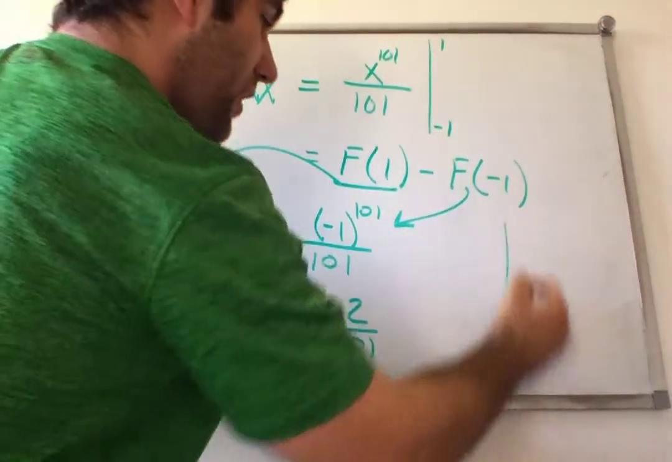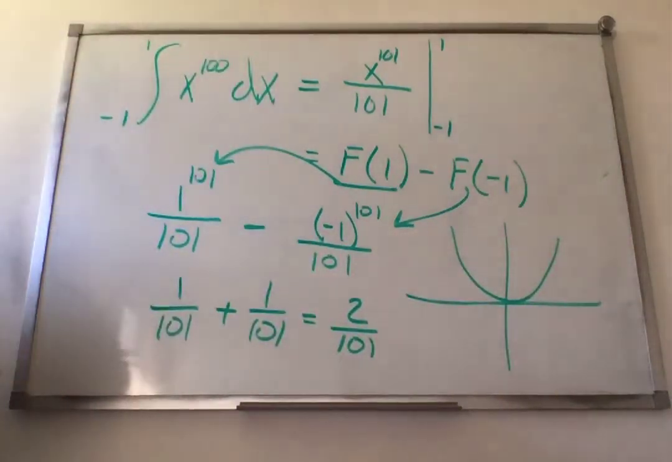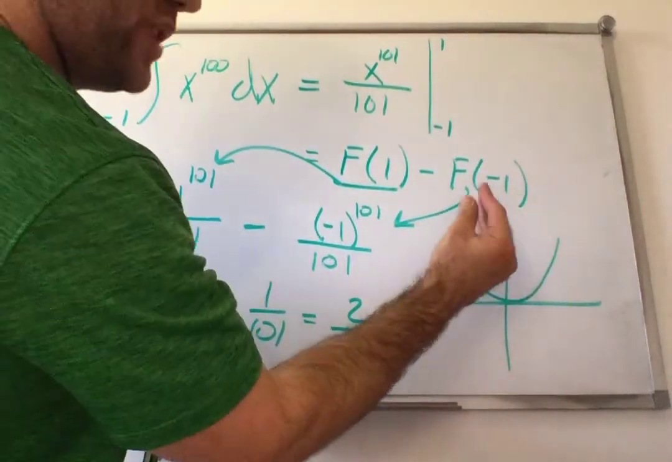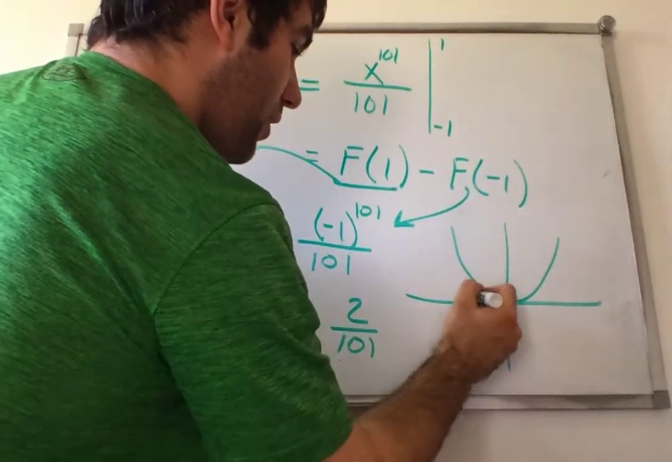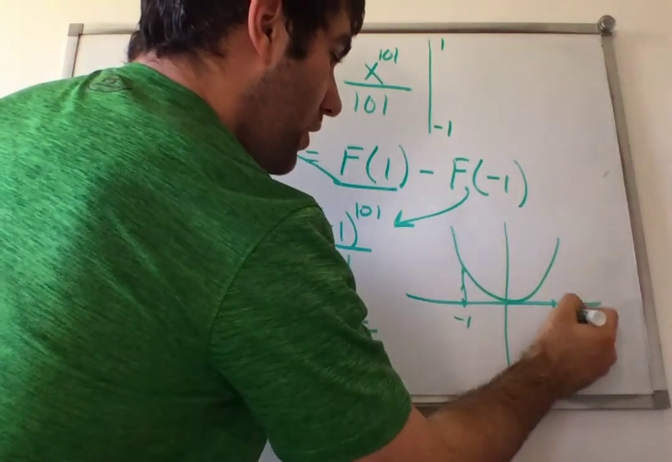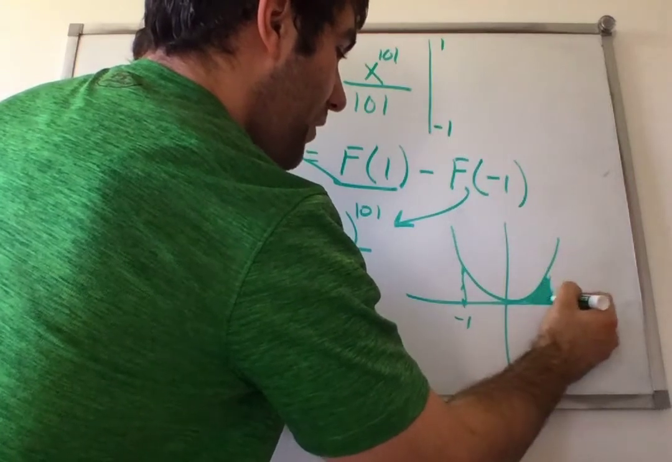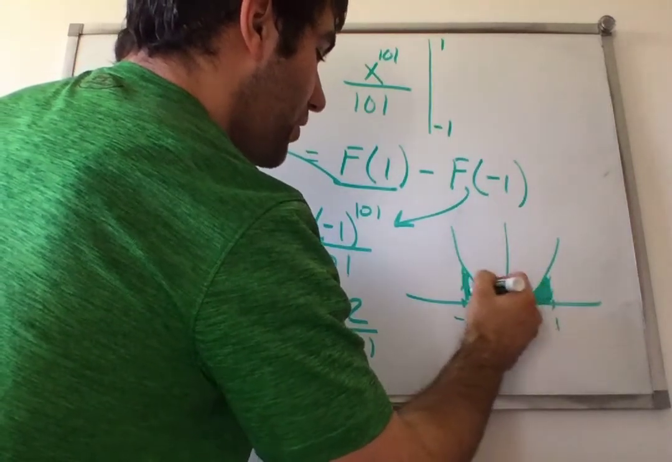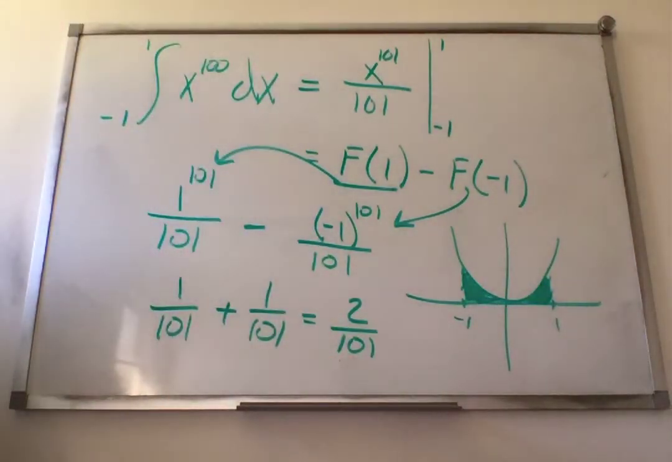See, if I were to draw a graph of this, x to the 100th power looks something like a parabola. Now, this is not drawn to scale. If I were to draw a normal 10 by 10, it's really, really narrow. So from negative 1 to 1, we just found that entire area underneath the curve and above the x-axis between -1 and 1. It's equal to 2 over 101. Okay? It's the exact area.